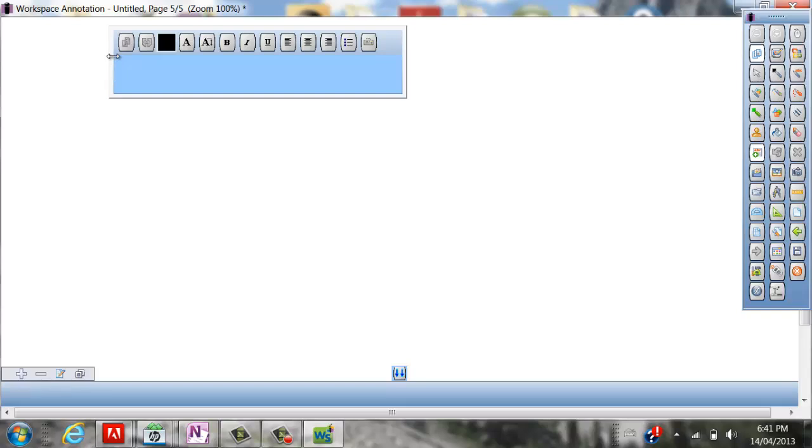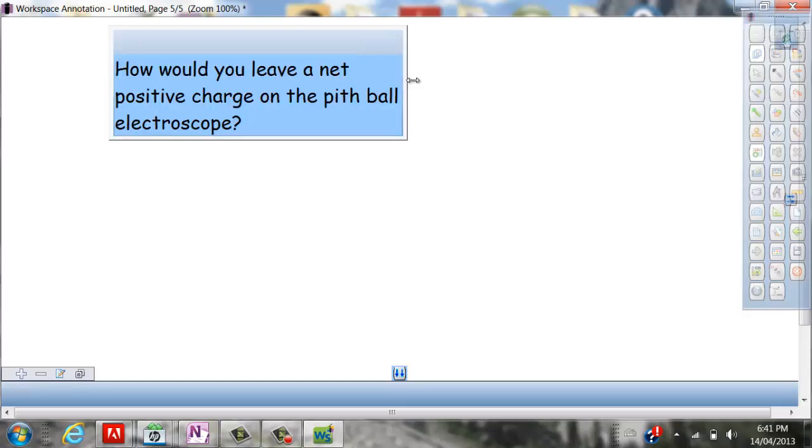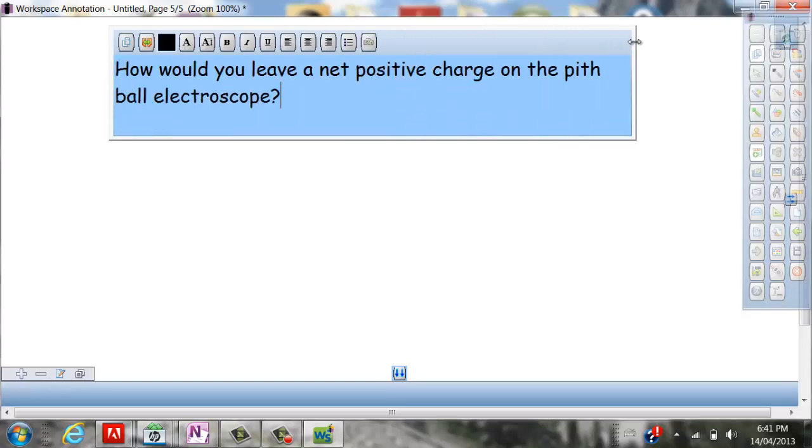Why don't you try to do the next problem? How would you leave a net positive charge on the pith ball electroscope? And we'll take this up in class tomorrow.